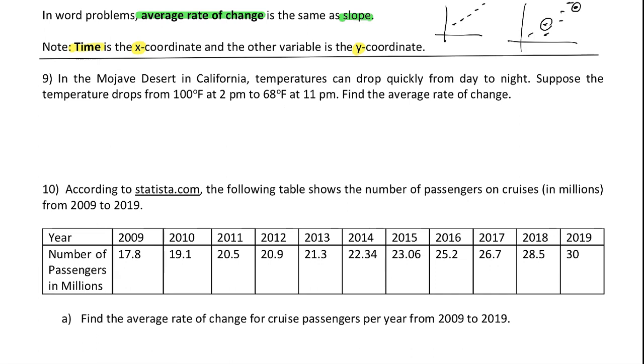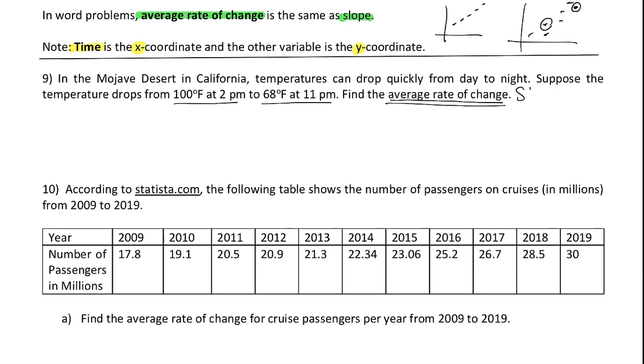So, number 9. In the Mojave Desert in California, welcome to California, temperatures can drop quickly from day to night. Suppose the temperature drops from 100 degrees Fahrenheit at 2 p.m. to 68 degrees Fahrenheit at 11 p.m. Find the average rate of change.